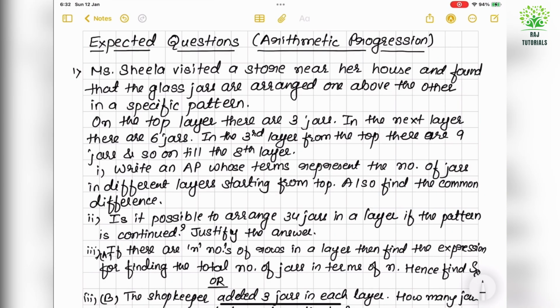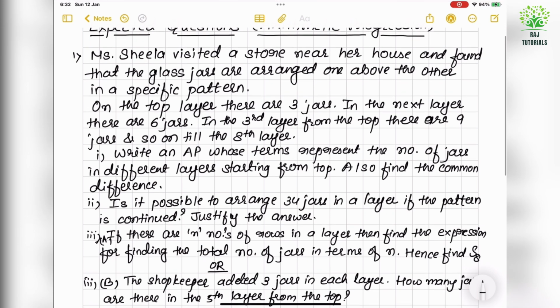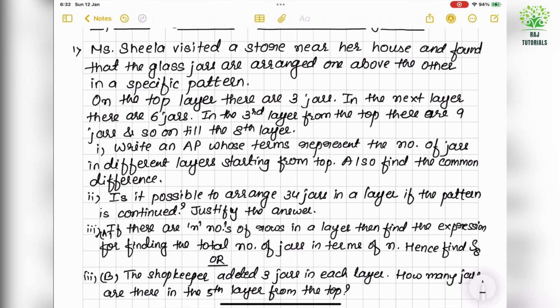Now next is expected questions, arithmetic progression. The first one says Miss Sheila visited a store near her house and found that the glass jars are arranged one above the other in a specific pattern. On the top layer there are three jars, in the next layer there are six jars, in the third layer from the top there are nine jars, and so on till the eighth layer. Write an AP whose terms represent the number of jars in different layers starting from the top. Also find the common difference.